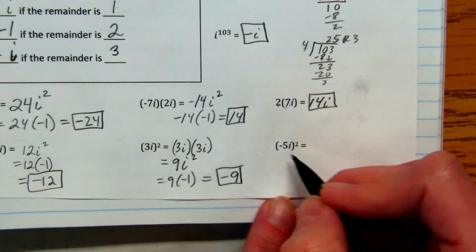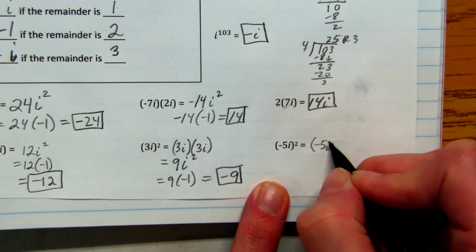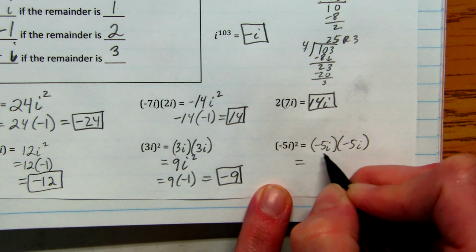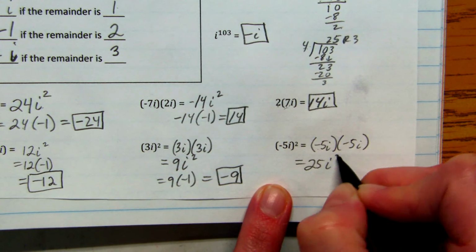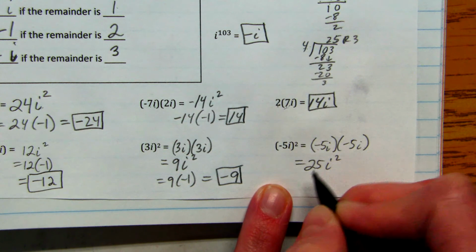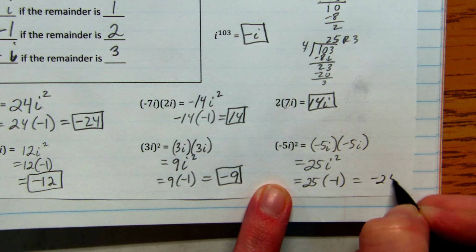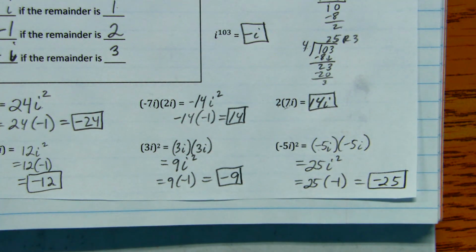So over here, -5i squared would be -5i times -5i. So -5 times -5 is 25. We have i squared, taking i times i. So 25 times -1 is -25. And that is the end of the lesson.